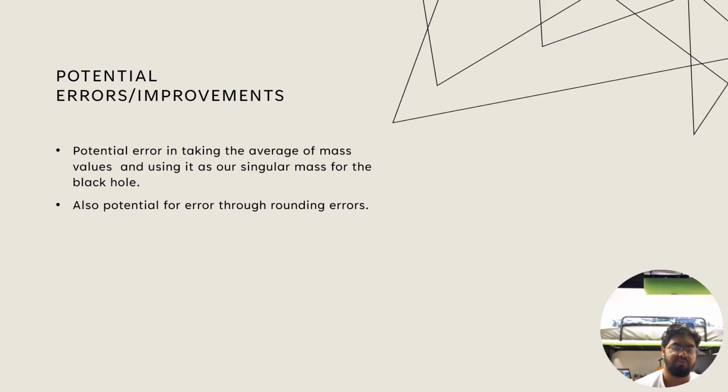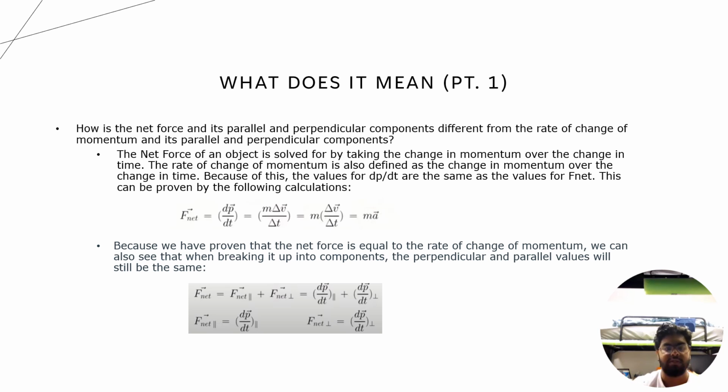Some potential errors and improvements. An error in this lab is that taking the average mass of a bunch of values and then using it as a singular mass for the black hole could lead to some rounding errors and potential for mistakes. And then, yeah, so what does it mean?